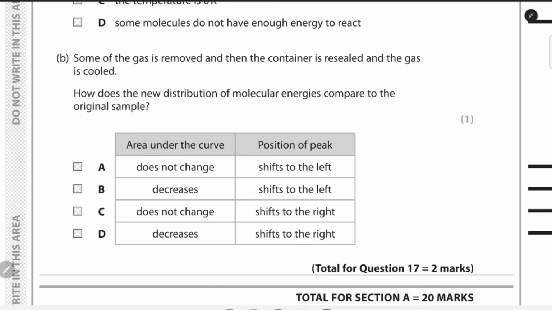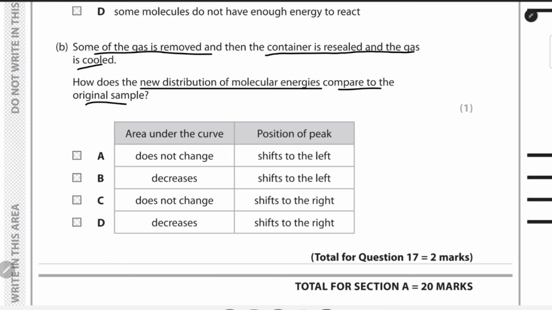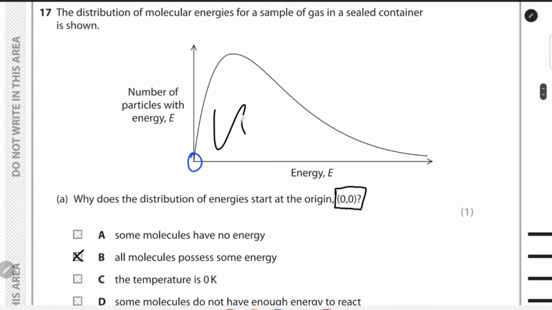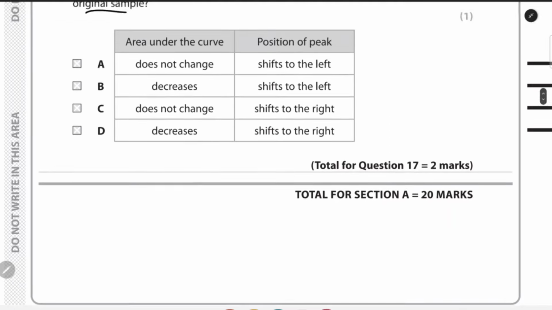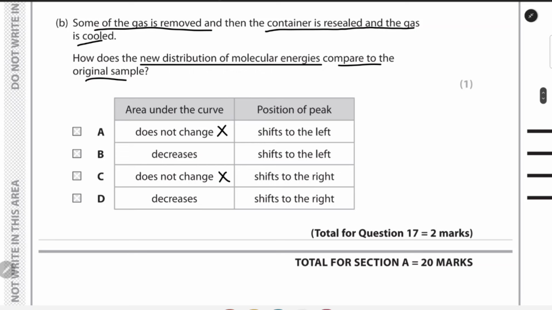Now in part B, we are told that some of the gas is removed, the container is resealed, and the gas is cooled. We have to find which option shows the new distribution of molecular energies compared to the original sample. Here, the number of moles is changing. The number of moles is being decreased. So the area under the graph, which represents the total number of particles, will decrease. So option B or D is the answer. A and C are out.